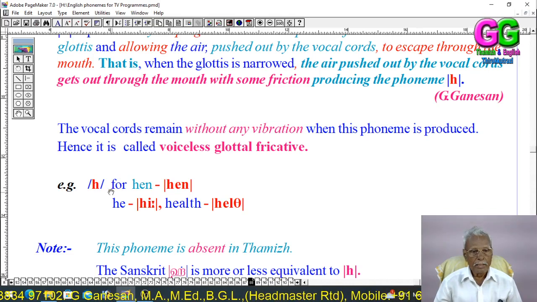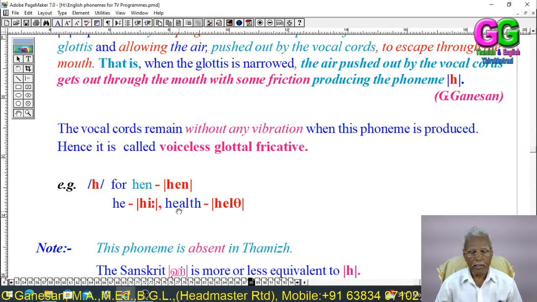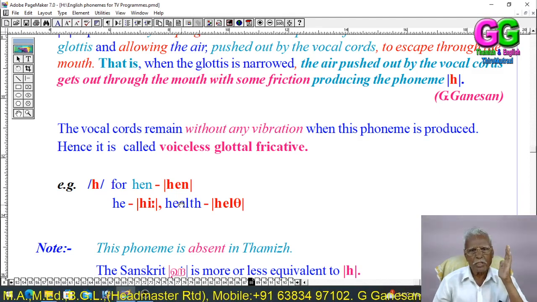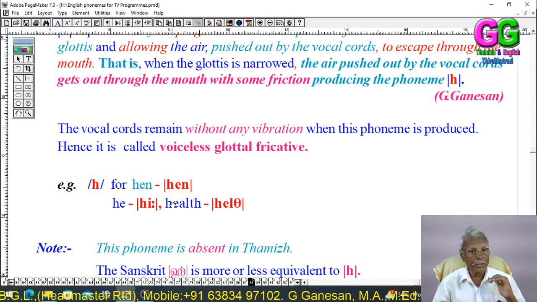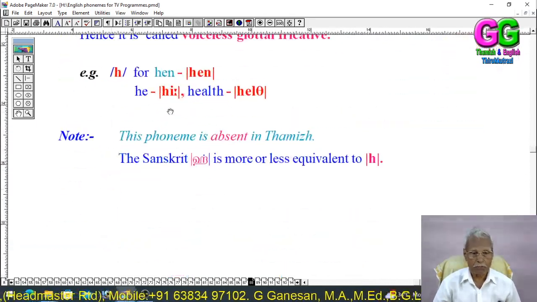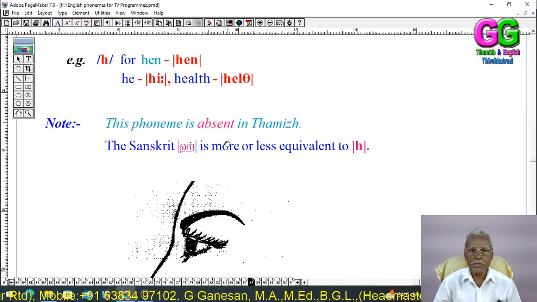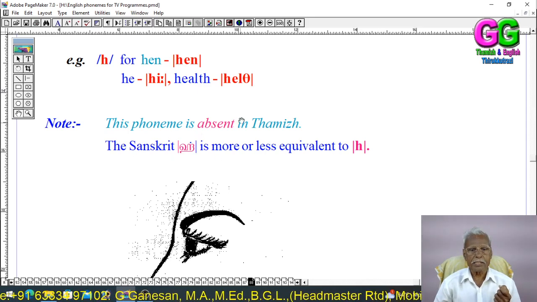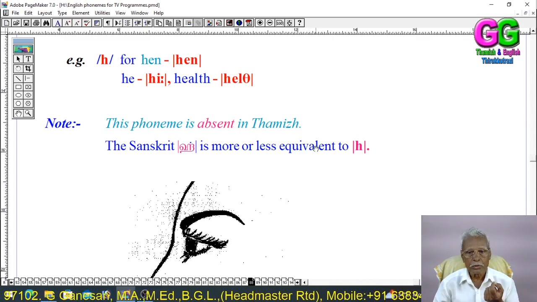Examples: hen, he, hell. This phoneme appears in the beginning of a syllable, not at the end of a syllable. Note: this phoneme is absent in Tamil. The Sanskrit h is more or less equivalent to it.